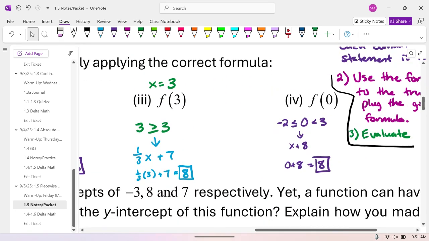All right, so that's exactly what I got. Any questions on the evaluation process of piecewise? All right.